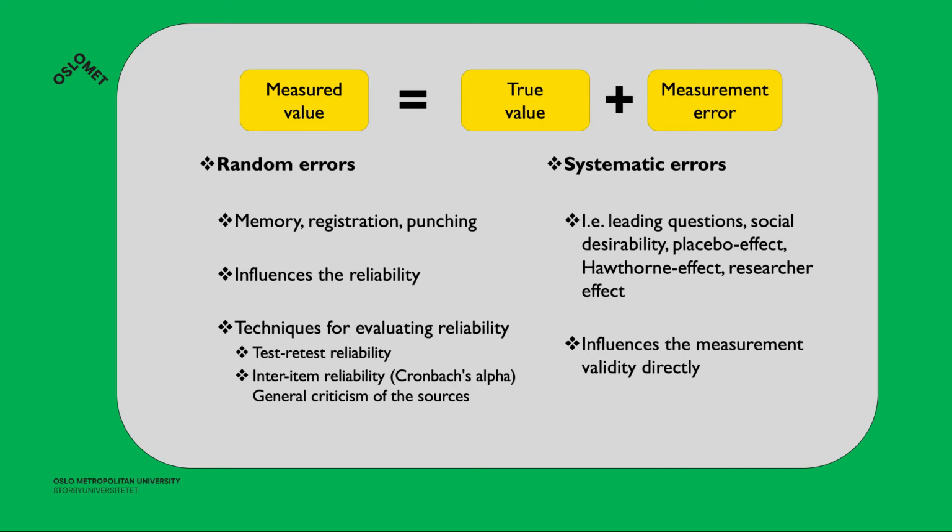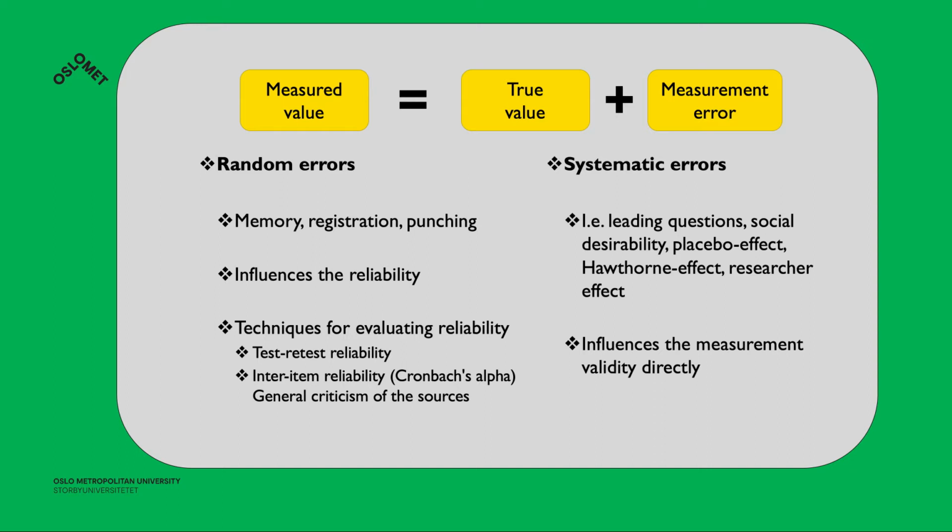We can use it to measure the inter-item reliability, and that is to see whether people are consistent when they are answering the questions. In our case, for example, if people say they are very trusting on one of these three questions that I've shown you, they should also say that on the other questions. And you have the general criticism of the sources, where you evaluate whether these sources are reliable or not.